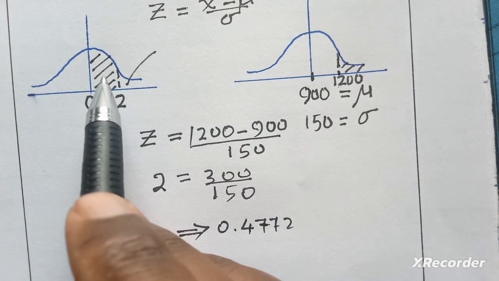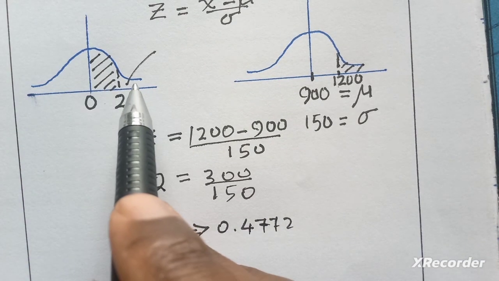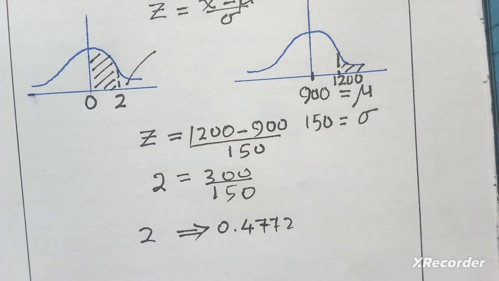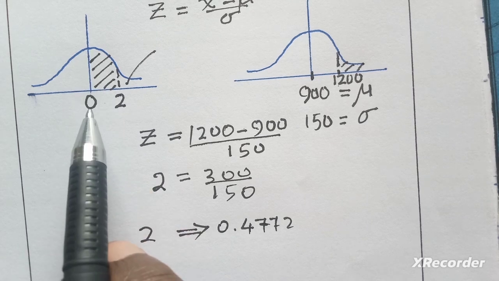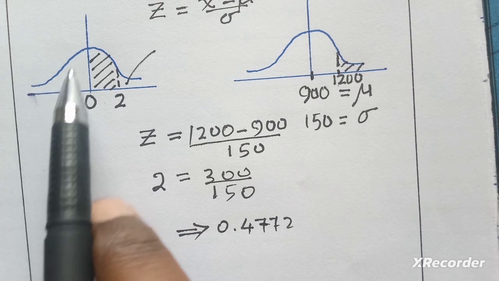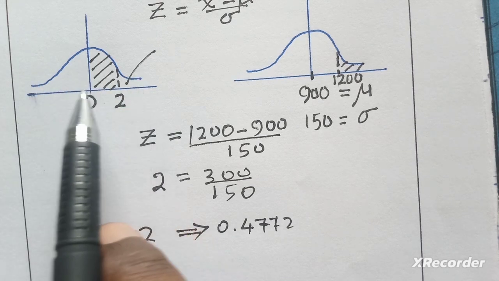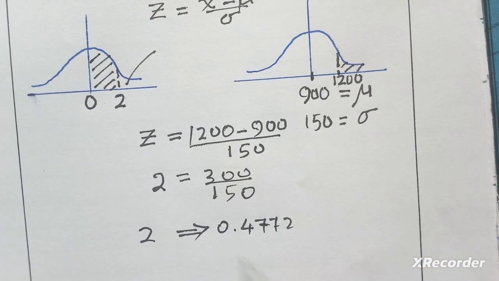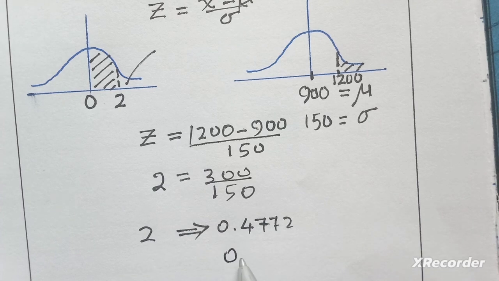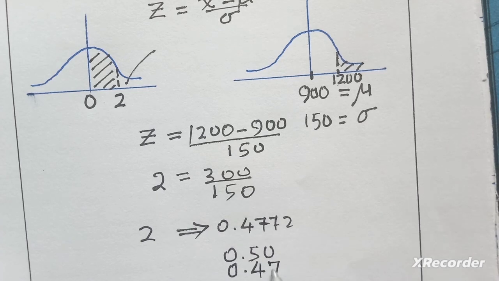And this area is actually this. But what we require, guys, is this small area. So we'll have to take away from 0.5, because remember, this is divided by half. The whole of it is 1. So this side is 0.5, this is also 0.5. So for us to get the required, we shall say 0.50 take away now 0.4772, like that.